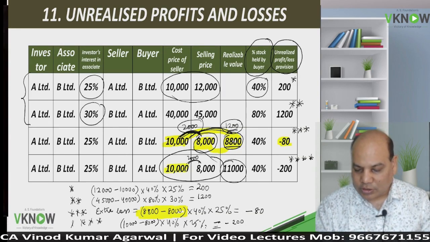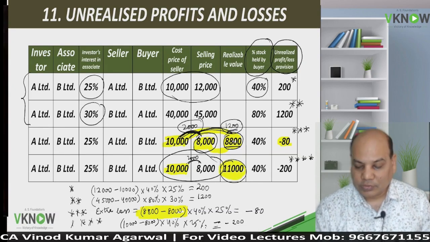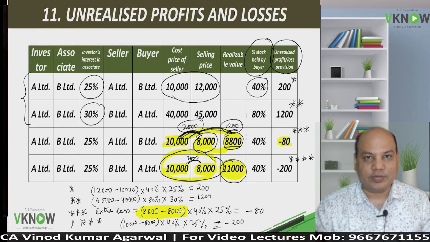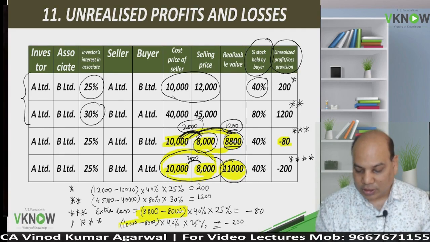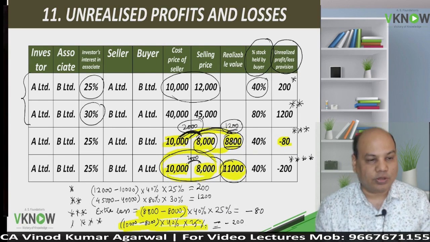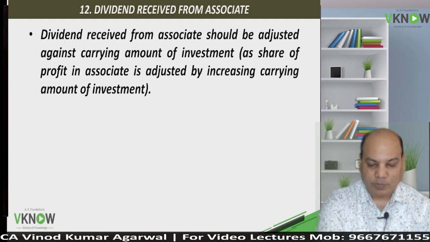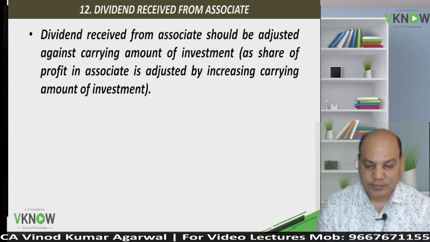Whereas in the last case, even though the market value is more, it was sold below that. So this entire loss is just their planning to reduce the profit, and we will eliminate the entire 2000 into 40% into 25%. Now come to next discussion, dividend received from associate. Associate will pay dividend, investor will receive.